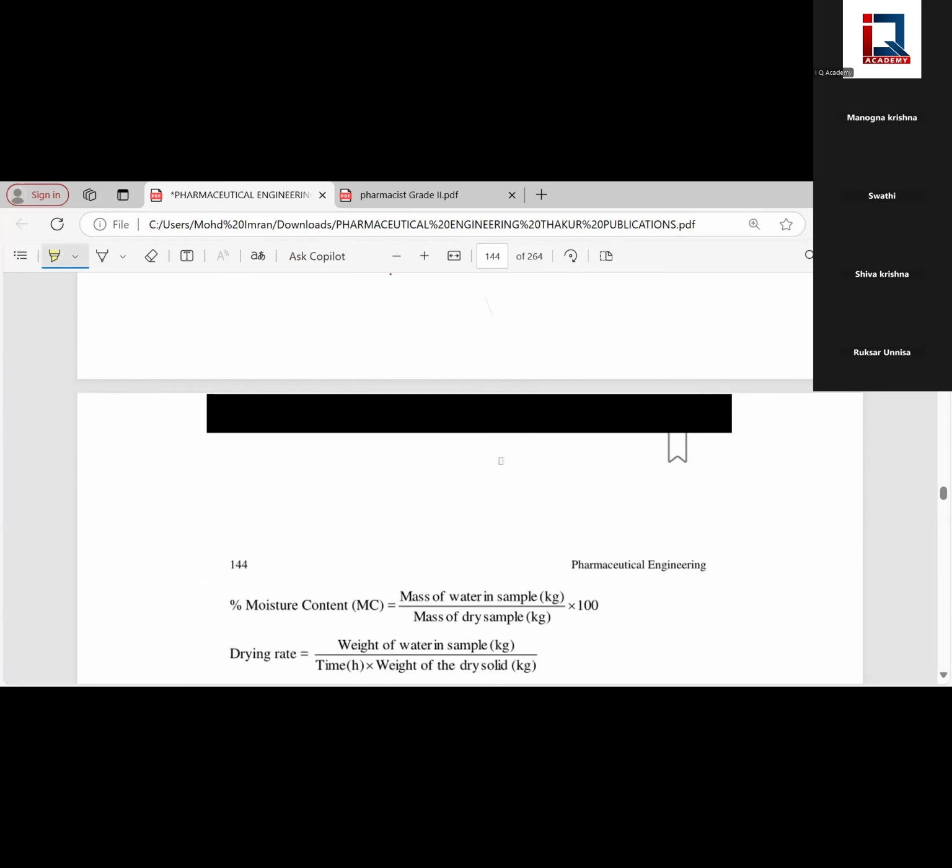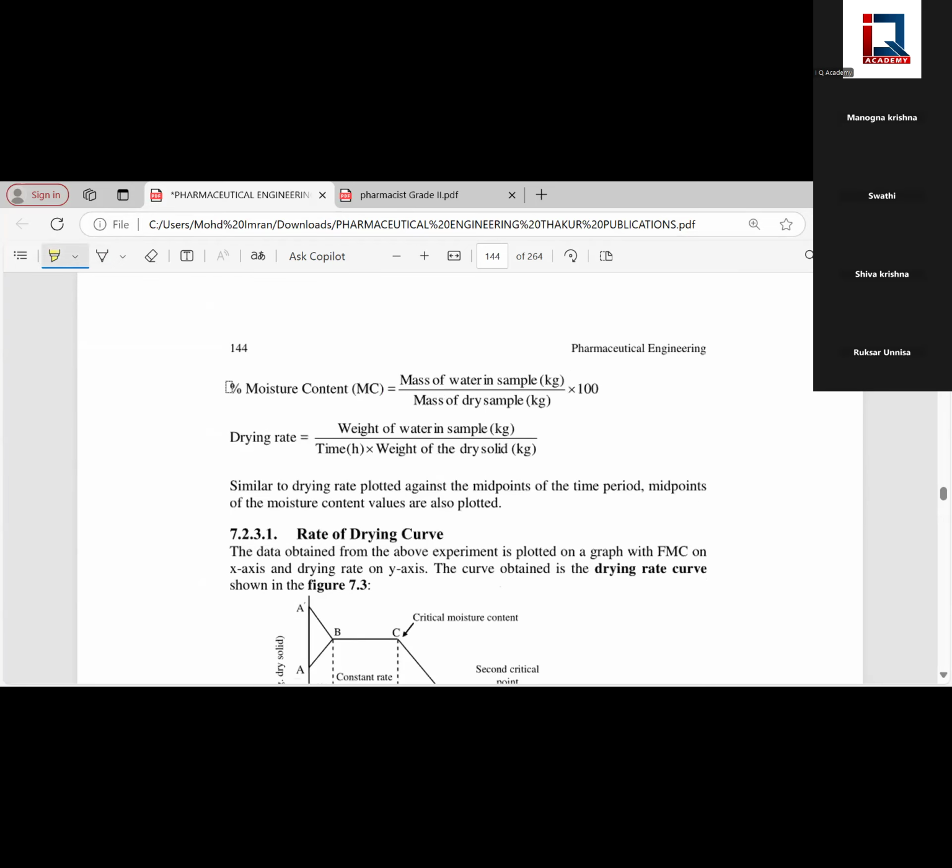Now the next important formula is the moisture content, MC, calculation: mass of water in sample by mass of dry sample into 100. For example, 30 grams of calcium carbonate slurry is taken. Then you add 10 ml of water to it. So the mass of water in the sample is 10 ml here. The mass of dry sample is 30 here, into 100.